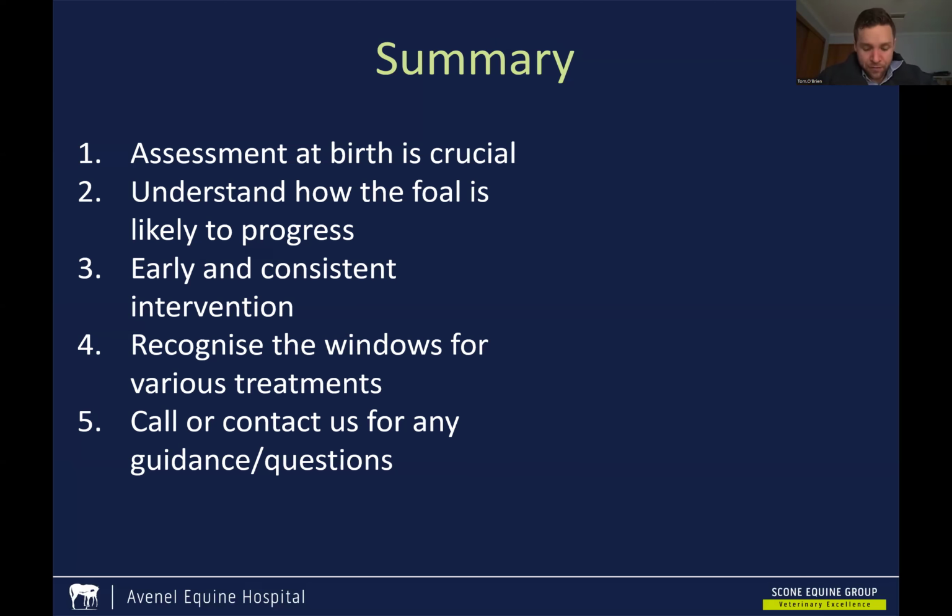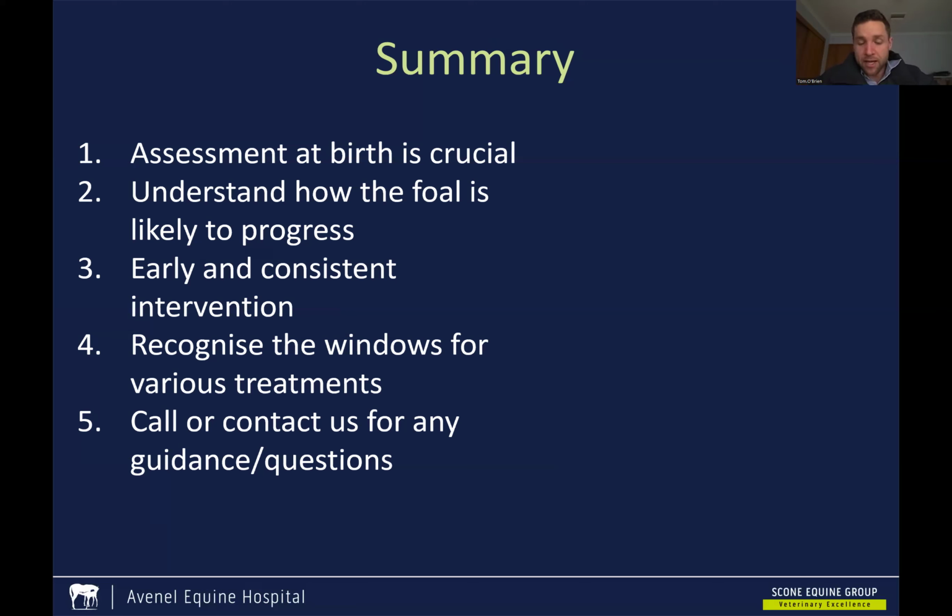Recognizing windows for various treatments is also important. We have seen a few horses where they have had angular limb deviations, but they've just got out a little bit too long to help it as much as we could have if it was a little bit younger. So recognizing that if surgery is needed, there are certain windows that you have to hit to get the best possible outcome.